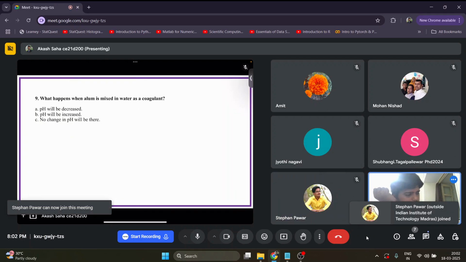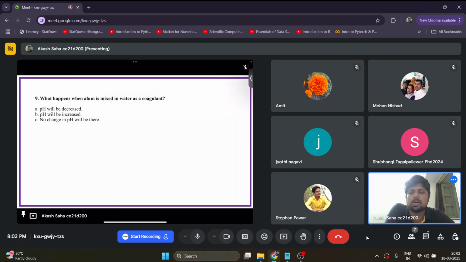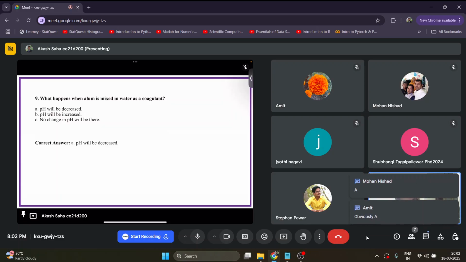Okay. Next problem. What happens when alum is mixed in water as a coagulant? We just now discussed. What happens when alum is mixed in water as coagulant? A. Definitely the pH will be decreased. So obviously A.